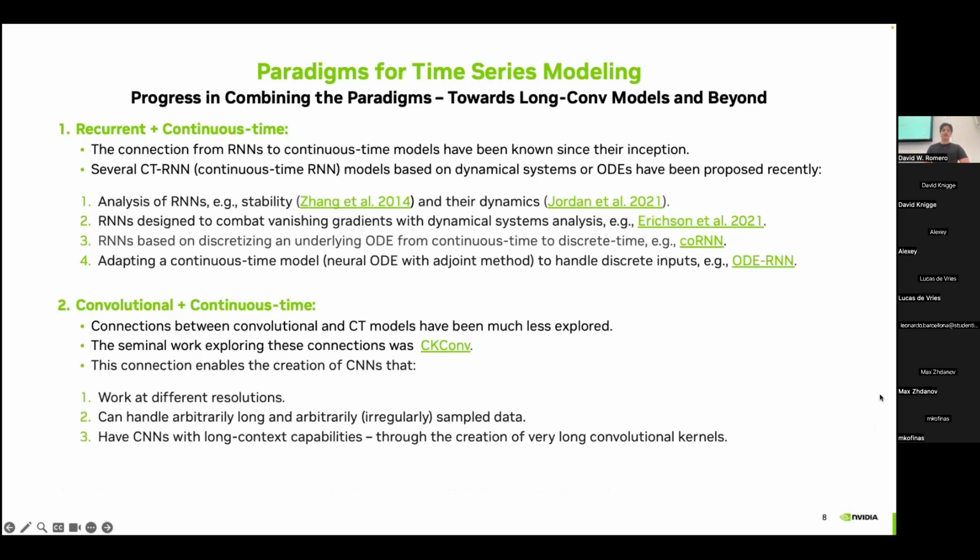Right. So there have been a lot of efforts trying to combine the different properties of these different models. Very briefly, you have models that are recurrent and continuous, and models that are convolutional and continuous. They're going to have the properties of the families that they are part of. The recurrent and continuous ones will have a little bit of enhanced interpretability and will be able to handle irregularly sampled data, etc. Convolutional and continuous time models will be able to work at different resolutions because of this continuous formulation. They would be able to handle irregularly sampled data, etc.